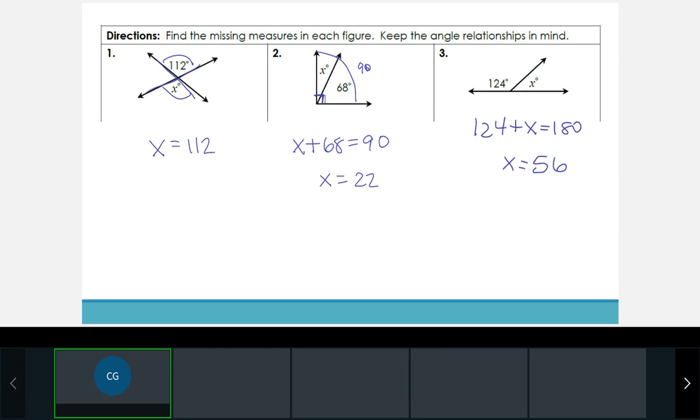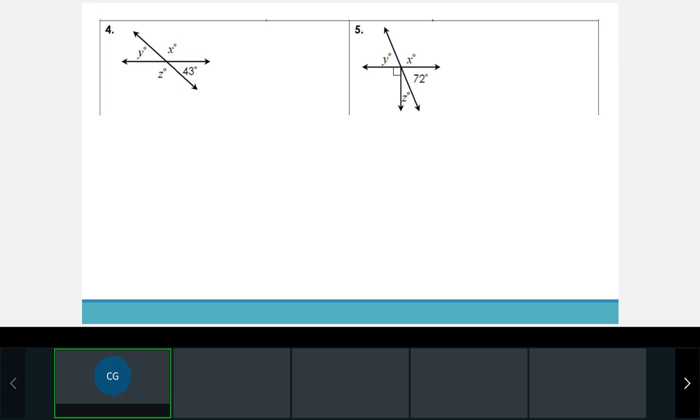All right. Now let's see here. What happens if there's more than one variable in the picture? Well, you can just take it one step at a time. If it's not already there for me, I like to put an x equals, y equals, z equals, just so I don't forget to do one of them. And I personally like to look at vertical angles first. Maybe you like linear pairs first. That's fine too. I like vertical angles first just to see what's equal, right? Well, I know that 43 is vertical to y because they're across from each other on my intersecting lines. So y has to be 43.